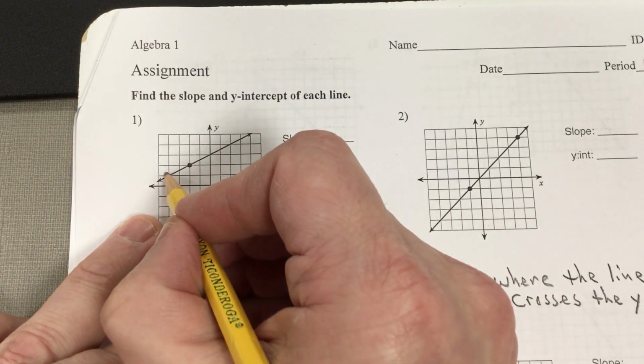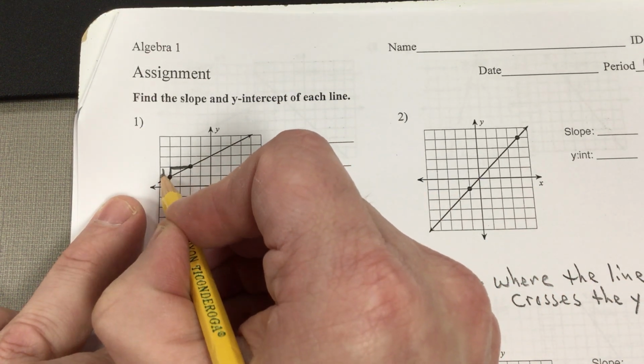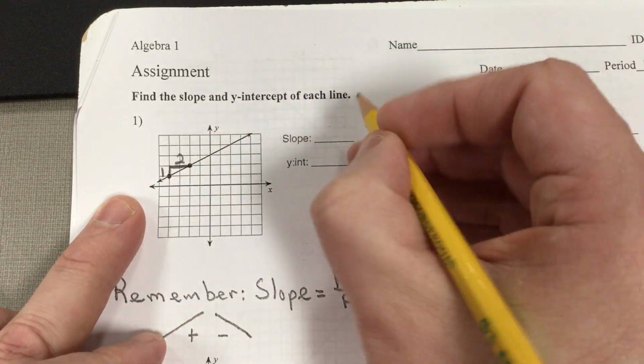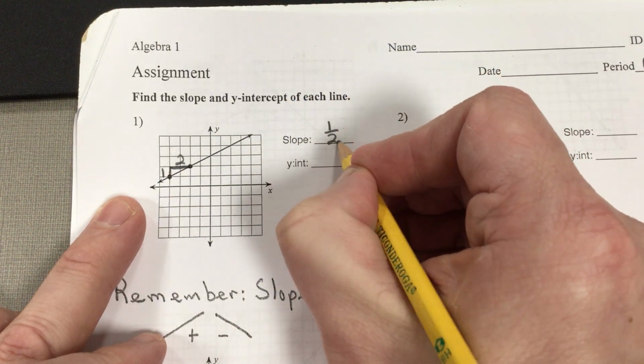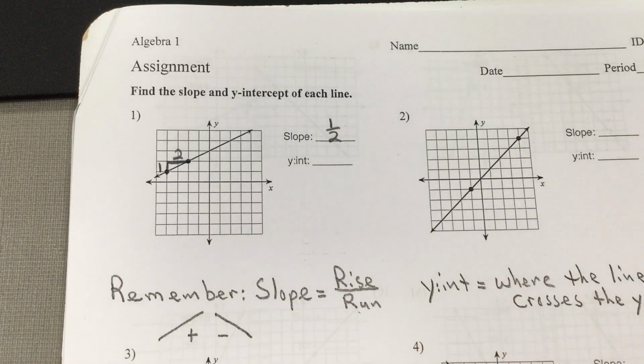So again, I encourage you to draw in this growth triangle. So it goes up 1 and it goes over 2. So remember, it's rise over run, and because it slants like this, we know it's a positive slope. I don't have to put anything else.